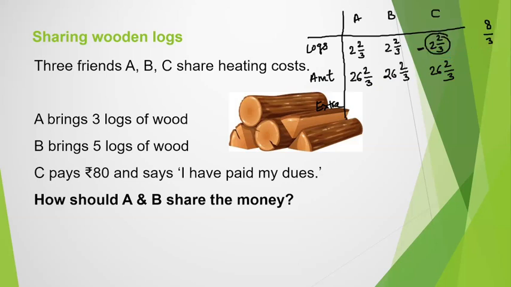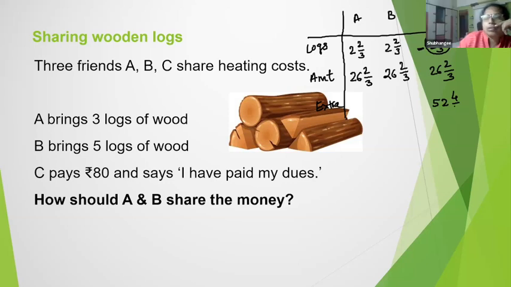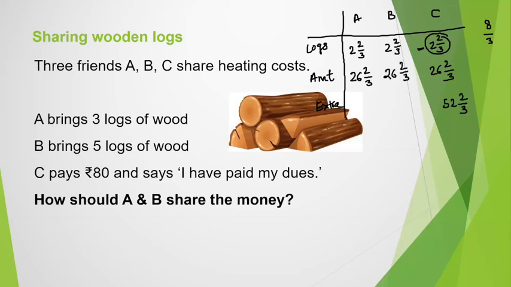An accounts person will be able to do this immediately. I made 26 multiplied by 2. So basically, C paid extra 52 2/3. Extra how much he paid, right? C paid 52 2/3. And this is the extra part in rupees. So write rupees somewhere so that we know that it is rupees and not logs.